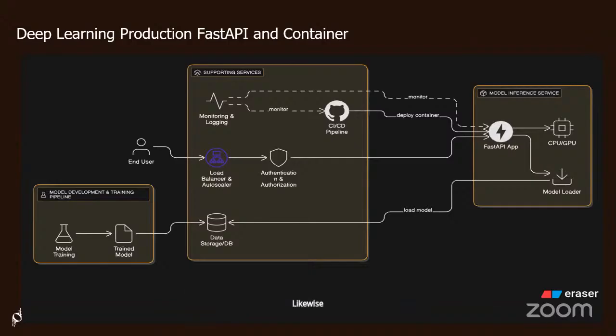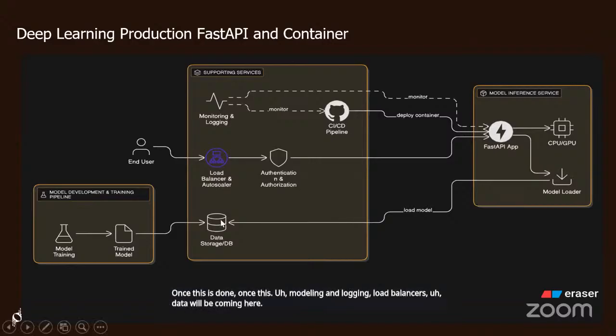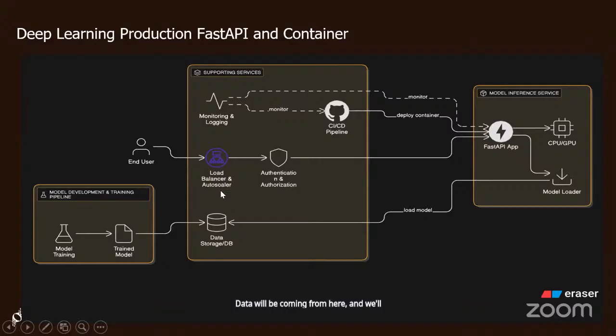Likewise, we have monitoring and logging. As we just understood, it continuously tracks the health of the system, for example, failure of a machine, inappropriate performance, or usage of particular parts of the system that requires attention. A feedback system is there for the engineering and ops teams. Once this is done, data from monitoring, logging, and load balancers will be coming here, and we will have multiple things from here.